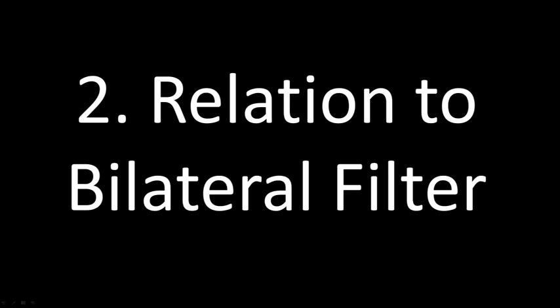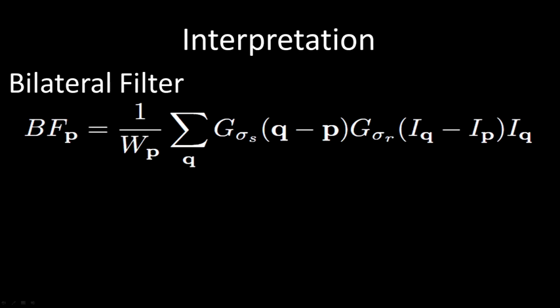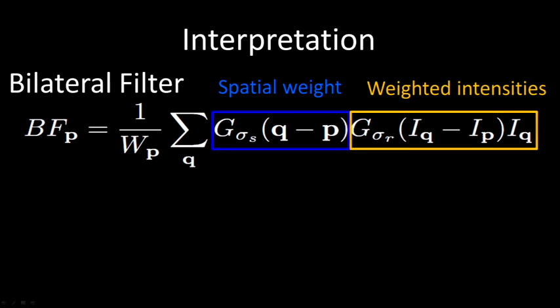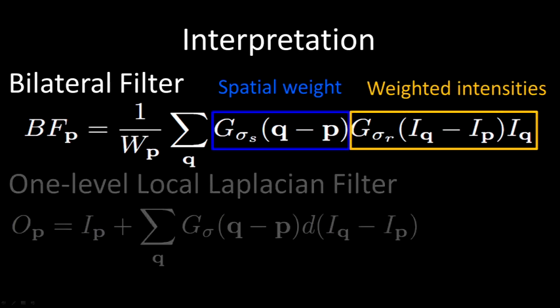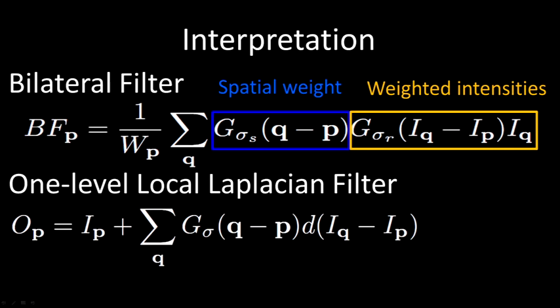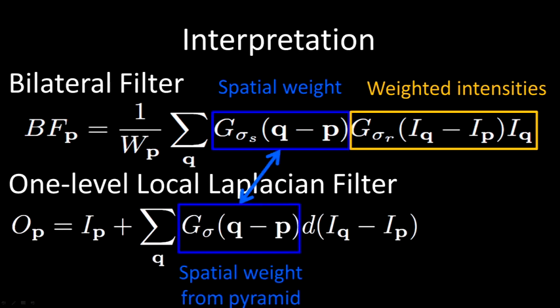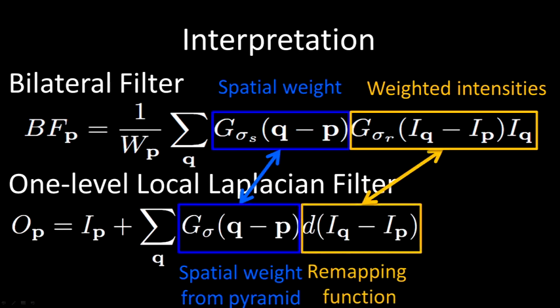Let's now move to our second key contribution, making the link between the local Laplacian filters and better-known filters, in particular the bilateral filter. Let's look at the equation for the bilateral filter. Its result is an average with a Gaussian spatial weight of the input intensities weighted by a Gaussian over the intensity differences. This equation has a lot of similarities with the equations that we have obtained for the one-level local Laplacian filters. It also had a spatial Gaussian weight that came from the Laplacian pyramid, and the remapping function was depending on the intensity differences.